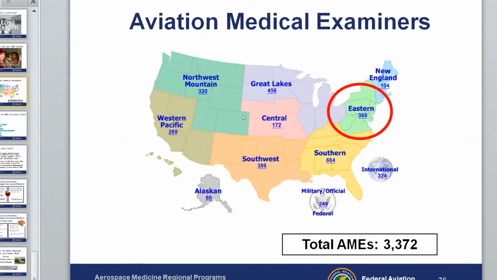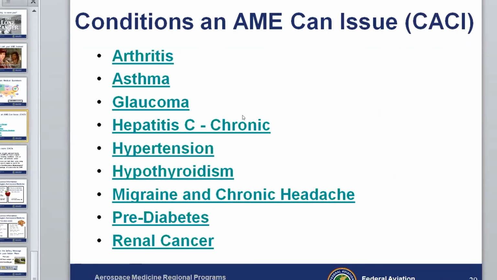Okay, this is the eastern region that extends from New York to Virginia, different from New England, Boston area. But those two docs have responsibility for this entire region. Oh, this is very interesting.